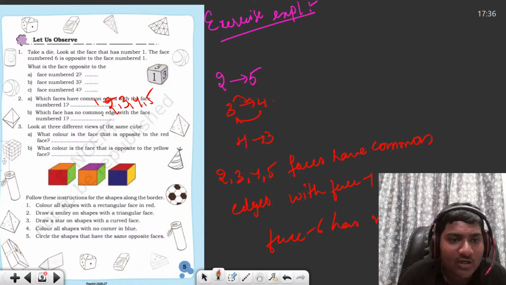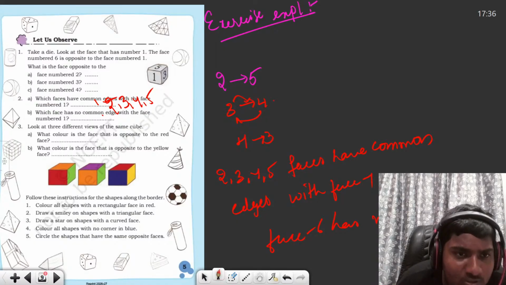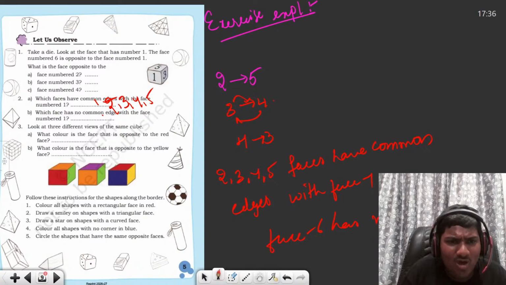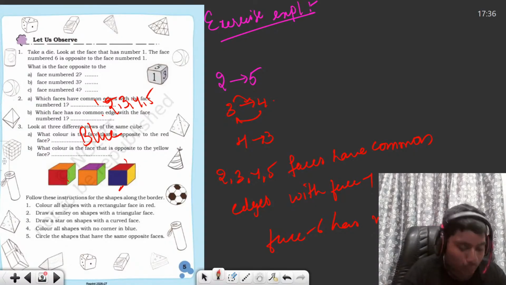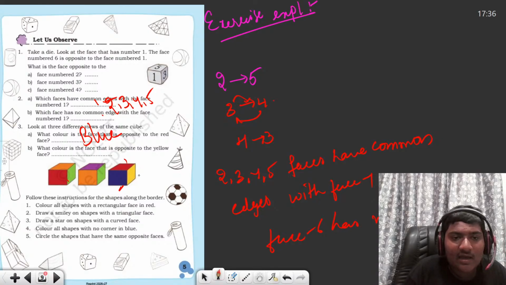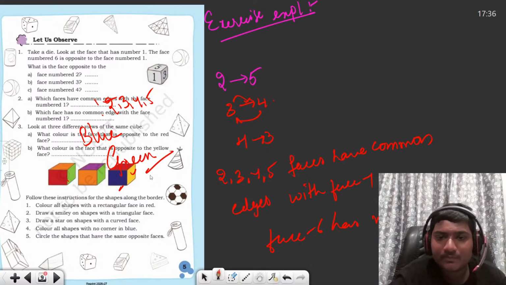Remember, children, these are very important. What color is the face opposite to the red face? Blue is the opposite. So red face means the opposite should be blue. And what color is the face opposite to yellow? Yellow's opposite is green, children.